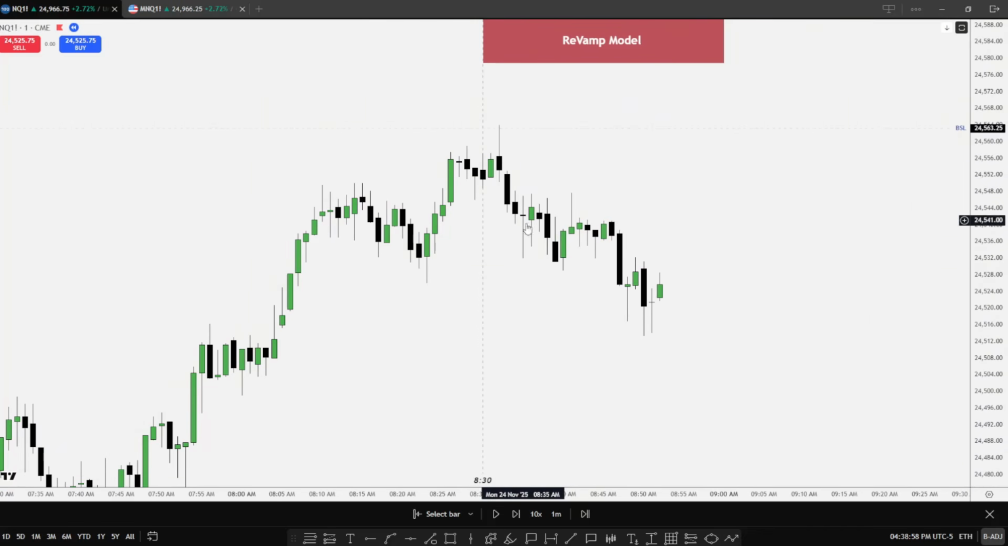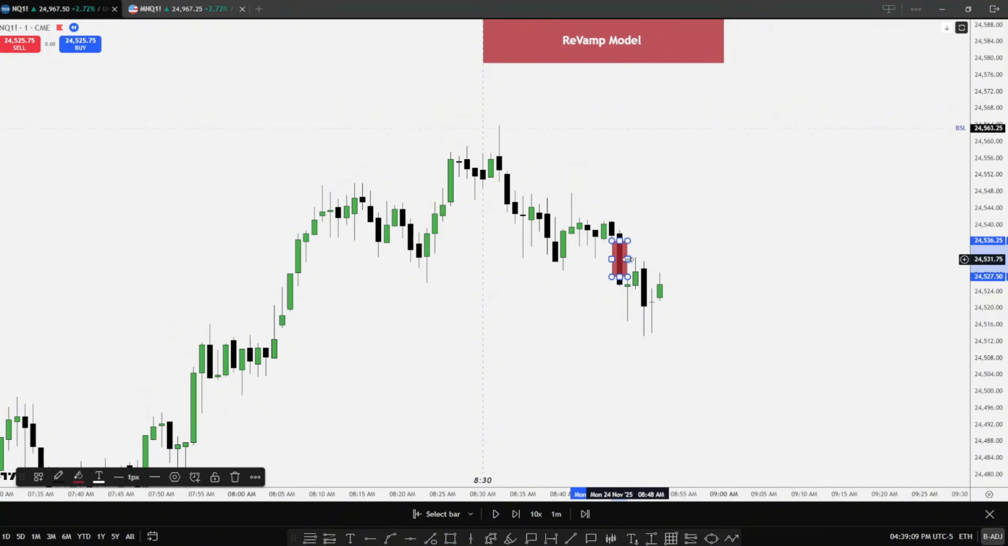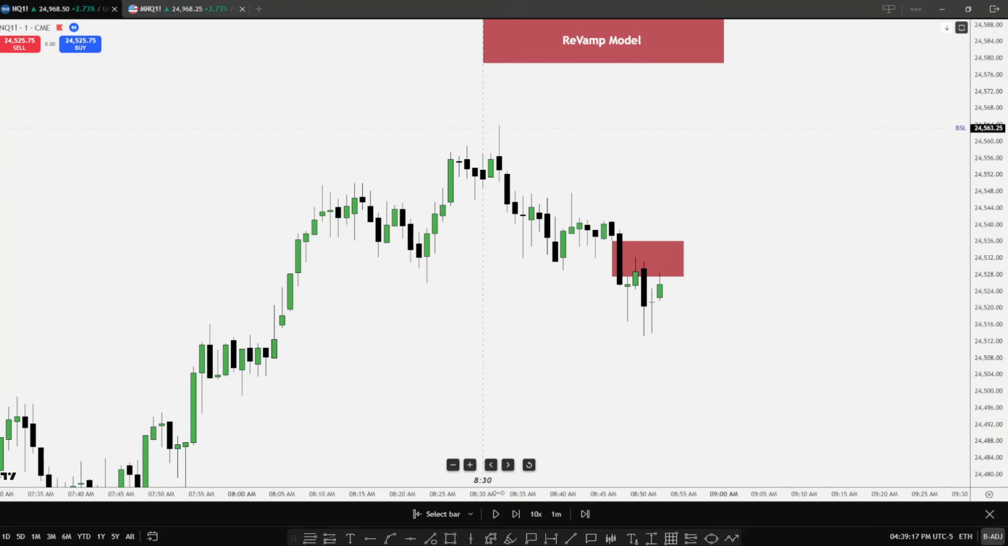You can see price is now turning in that 8:30 to 9 o'clock window, which is my revamp time. You can see FVG form here. And this is a standard SIBI, it's a fair value gap, but it's meant to be traded down into here. As you can see, price delivers.